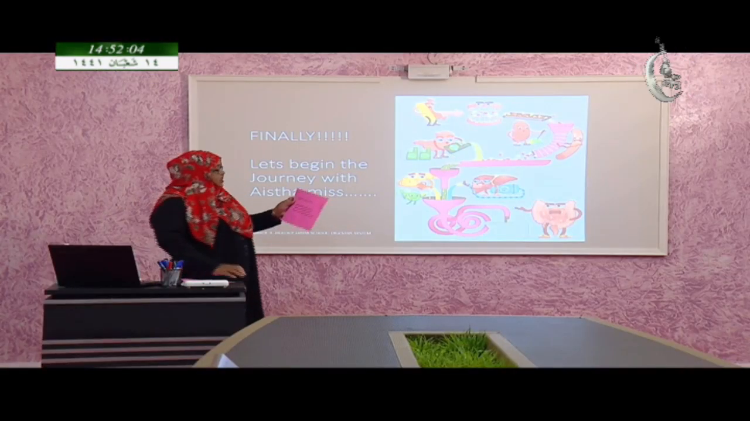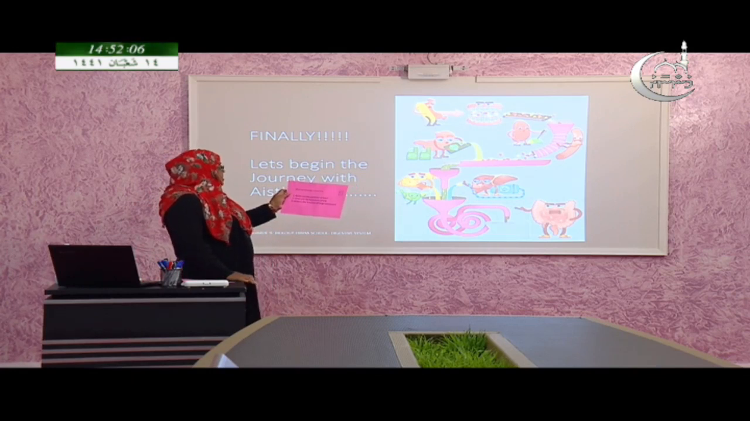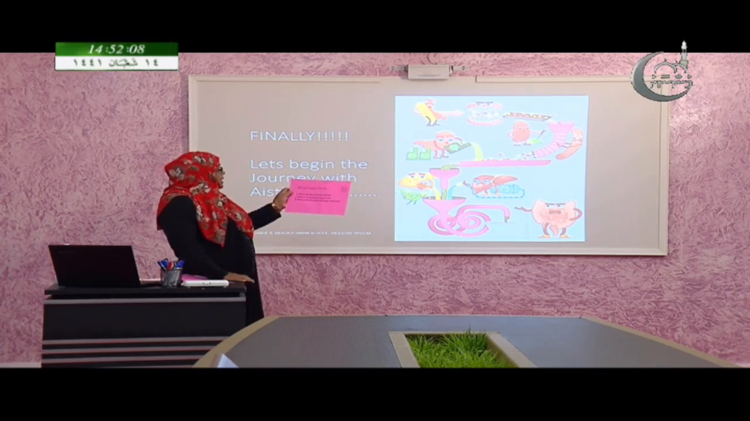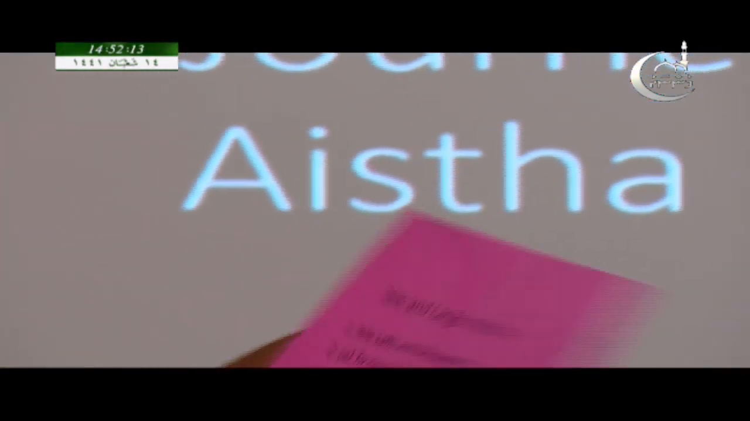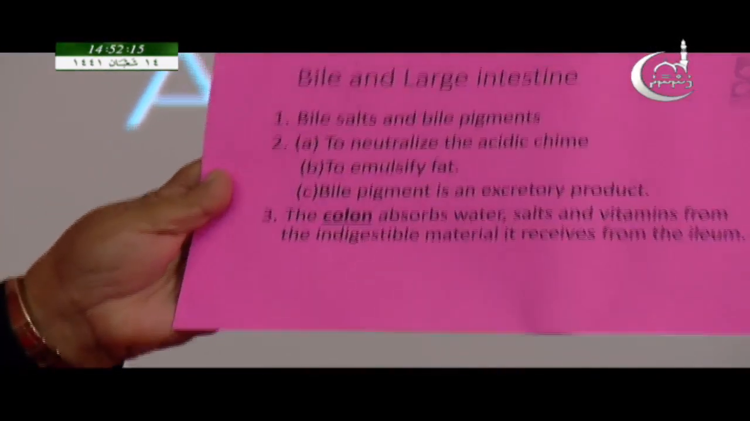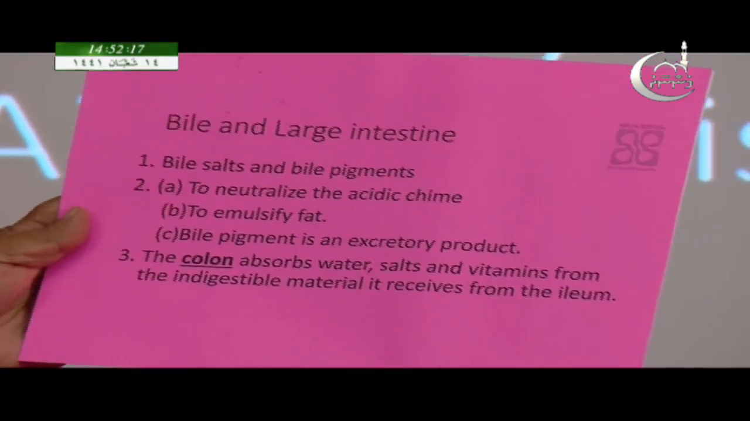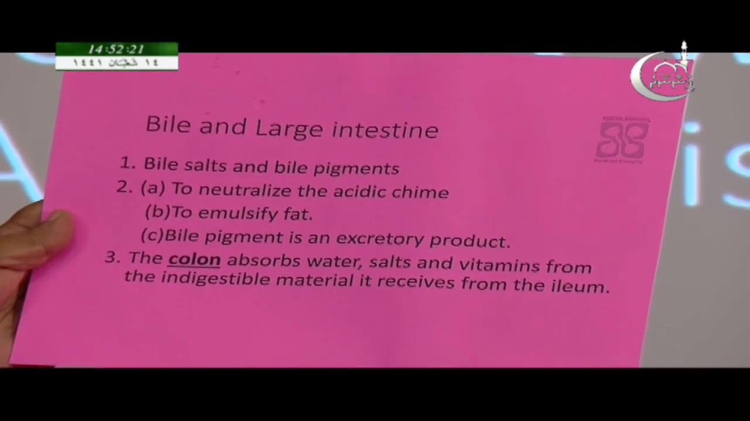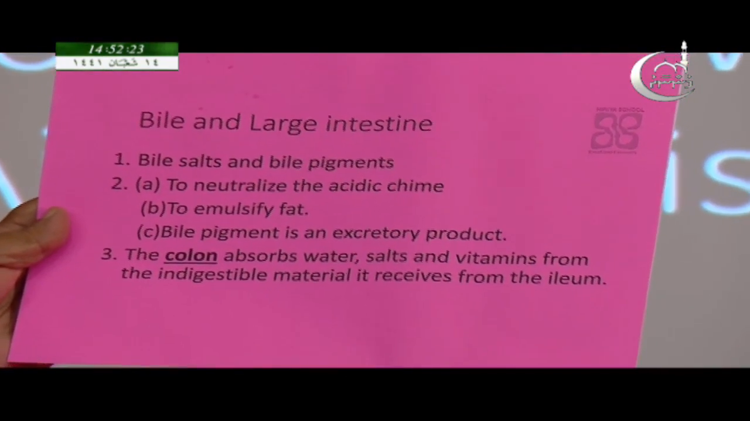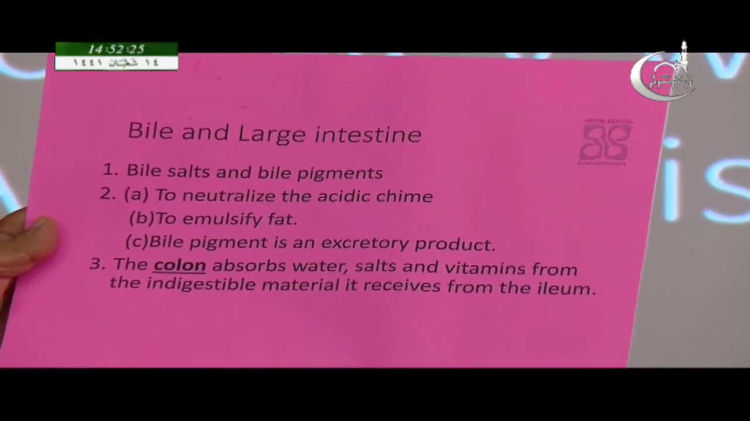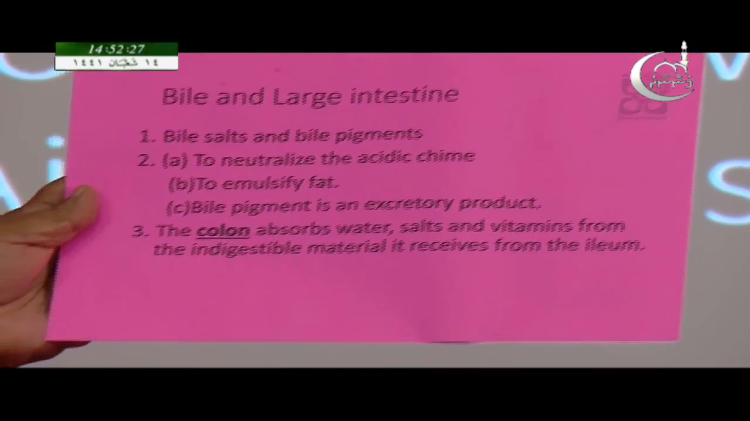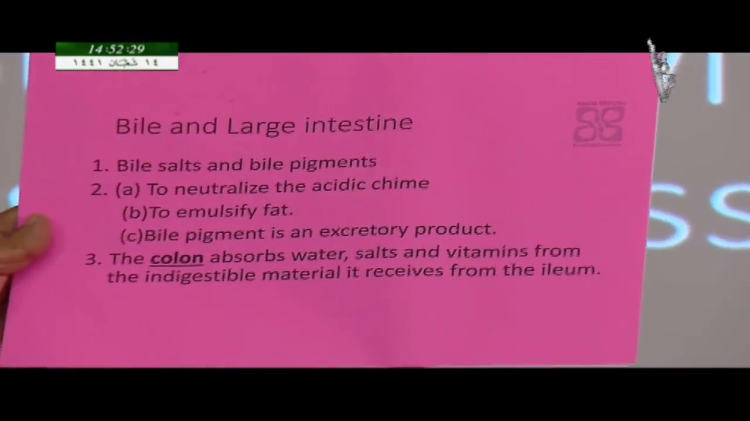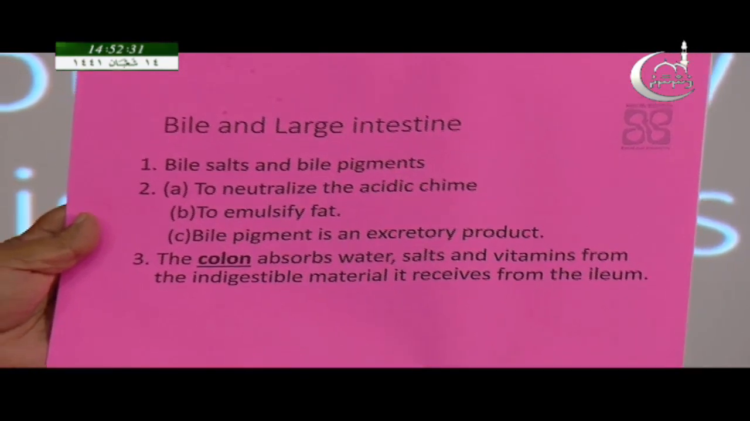Then, just for a quick review, bile and the large intestine. What are the contents of bile? What is the function of bile? What is the function of the large intestine? The contents of bile are bile salts and bile pigments. And what is the function of it? It is to neutralize the acid chyme and to emulsify fat, and bile pigment is excreted from the body. What is the main function of the colon? The colon absorbs water, salts and vitamins from the undigested material it receives from the ileum.